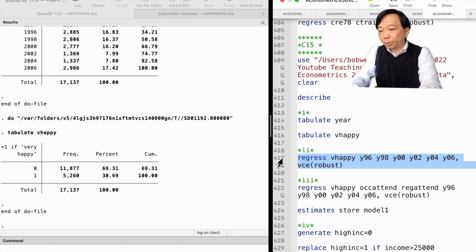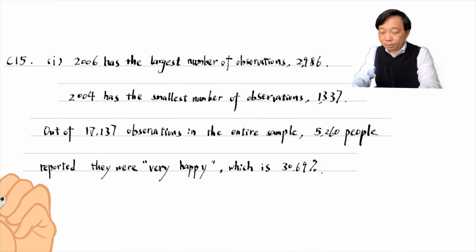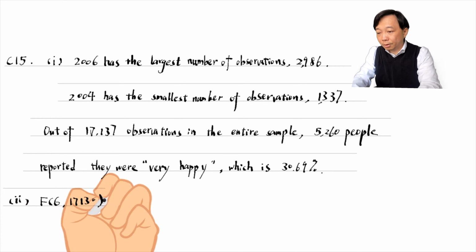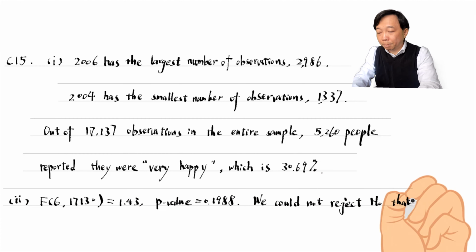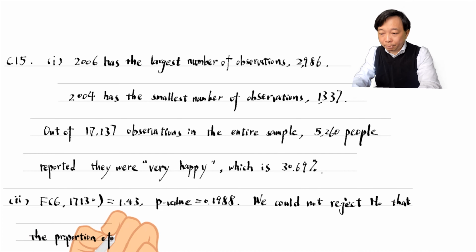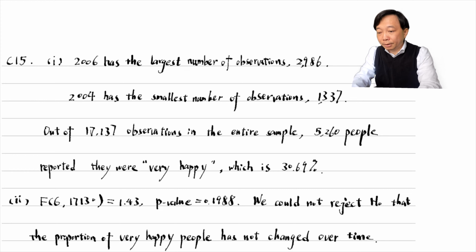We use the regress command with the variance-covariance matrix option to specify robust standard errors. The F statistic for the overall significance in the result window is 1.43. The p-value of the F test is 0.1988. We could not reject the null hypothesis that the proportion of very happy people has not changed over time at the 10% level.